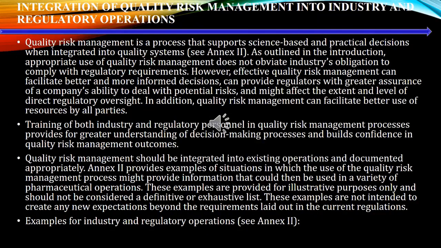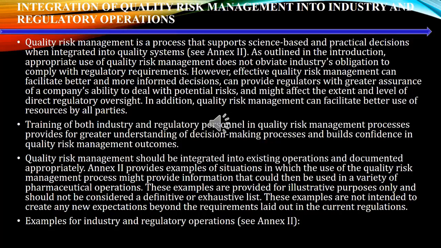Integration of quality risk management into industry and regulatory operations. Quality risk management is a process that supports science-based and practical decisions when integrated into quality systems. See Annex 2. As outlined in the introduction, appropriate use of quality risk management does not obviate industry's obligation to comply with regulatory requirements. However, effective quality risk management can facilitate better and more informed decisions, can provide regulators with greater assurance of a company's ability to deal with potential risks, and might affect the extent and level of direct regulatory oversight.